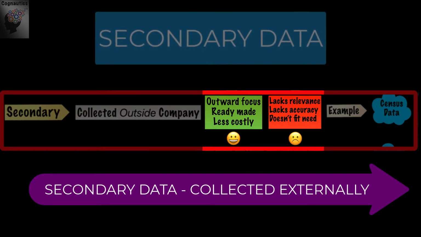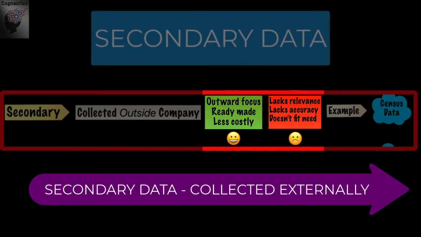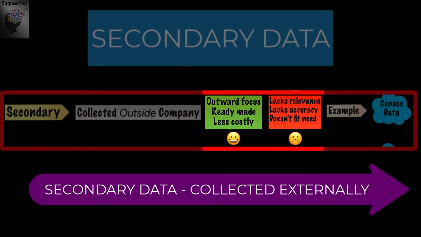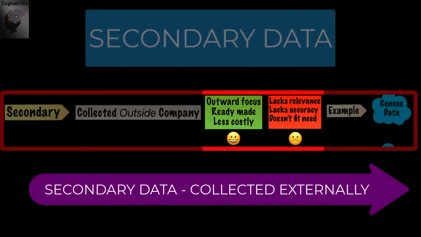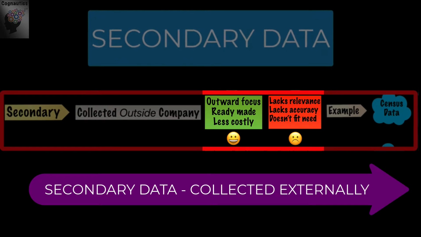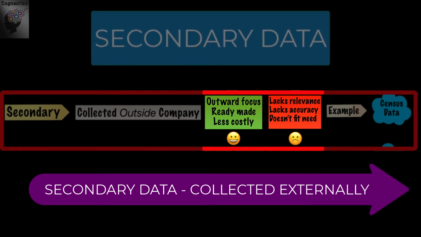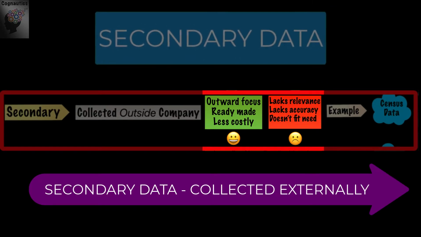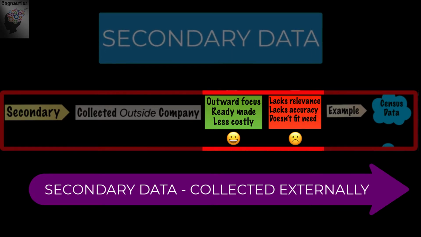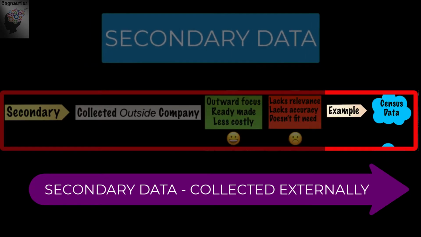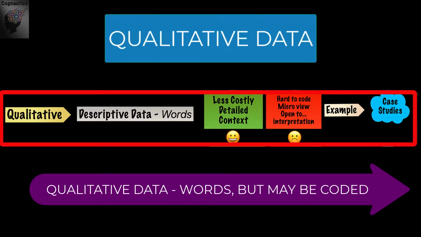The difficulty with using secondary data is that it may lack relevance and it may not fit the use case. Equally, if the data is not collected by the company itself, then the data collection method won't be fully understood, which means the accuracy of the data may be called into question. An example of secondary data: census data collected by the government, although in this instance it may well be accurate, but it may not be a good fit for the use case for the company.